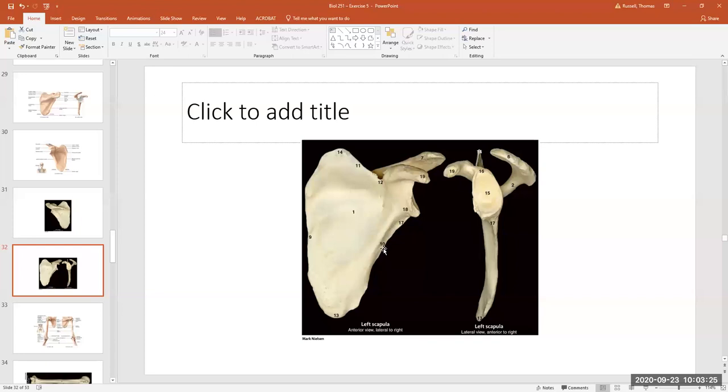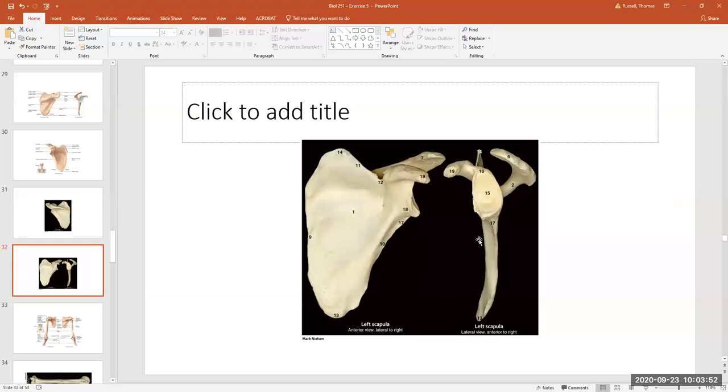So this has to be the lateral border. It's on the same side as the glenoid cavity or fossa, the coracoid and the acromion. All that's lateral. This is the medial border, faces the vertebral column. So if you're looking at the bone this way, it's like you're looking at the scapula as you're looking at the front of somebody. So this has to be their left bone. This is a lateral view of the bone right here.